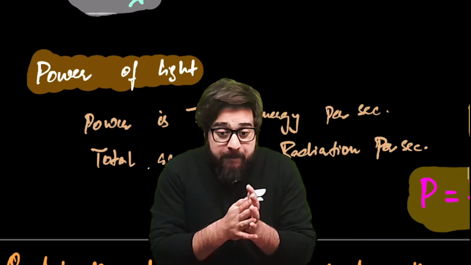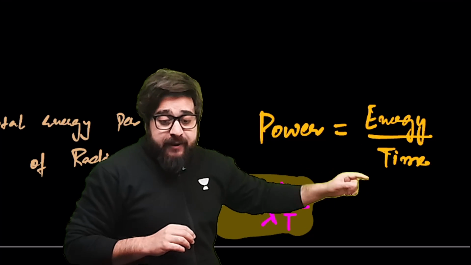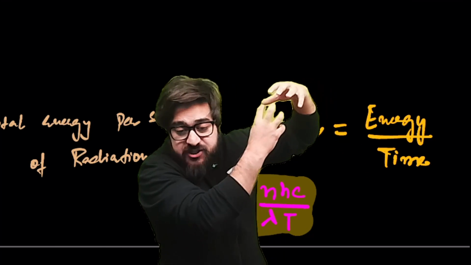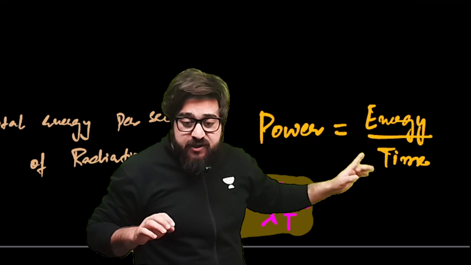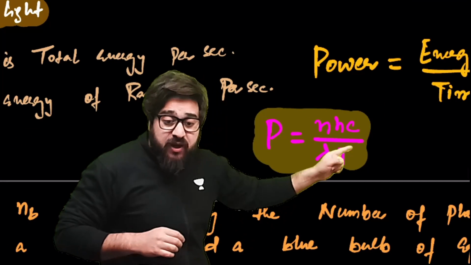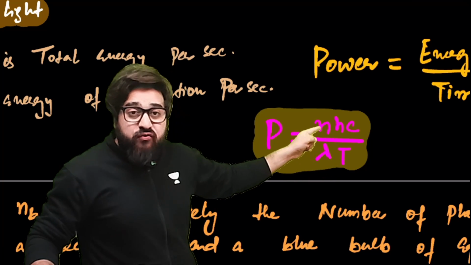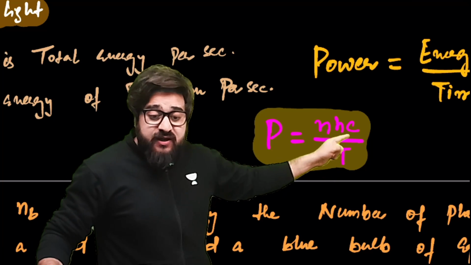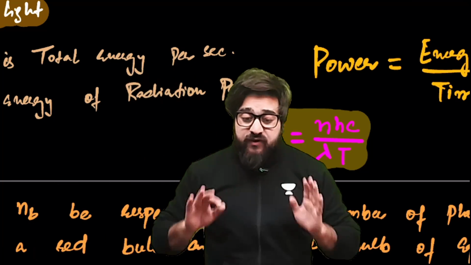Let's talk about the power of light. Power is simply energy divided by time. If you have a light source, how much energy is coming out every second, that will be the power. So what is the formula? nhc divided by lambda t. N is the number of photons, h is Planck's constant, c is the speed of light, lambda is wavelength, t is time. This is how you find the power of light.